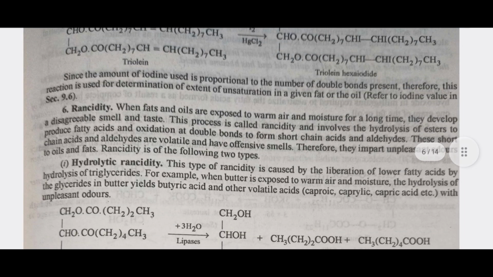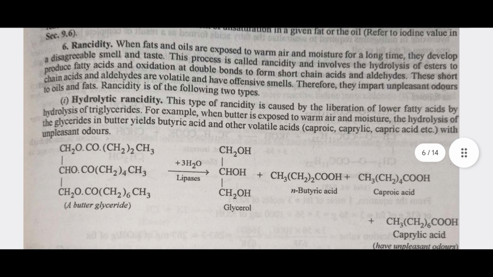Rancidity. When fats and oils are exposed to warm air and moisture for a long time, they develop a disagreeable smell and taste. This process is called rancidity and involves the hydrolysis of esters to produce fatty acids and oxidation at double bonds to form short chain acids and aldehydes. These short chain acids and aldehydes are volatile and have offensive smells, therefore, they impart unpleasant odors to oils and fats. So, rancidity is of the following two types.